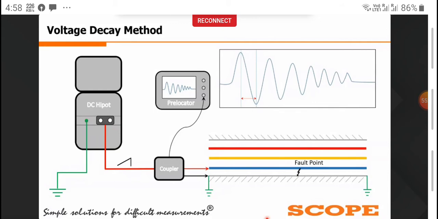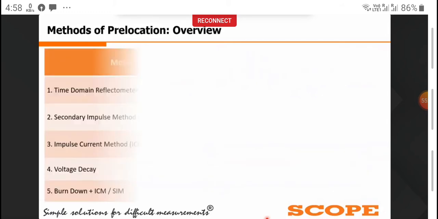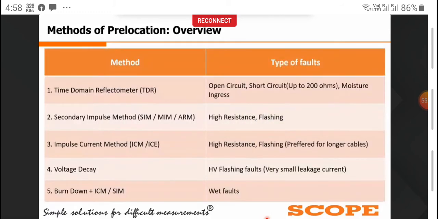So now we will see the overview of all the prelocation methods. First, the TDR method is mainly used to detect open circuit faults, then short circuit faults up to 200 ohms, and the ingress of moisture in the cable. If we are unable to break down the fault using the low voltage source of the TDR, then we have to go for the high voltage methods like the secondary impulse method, ICM, or voltage decay method.